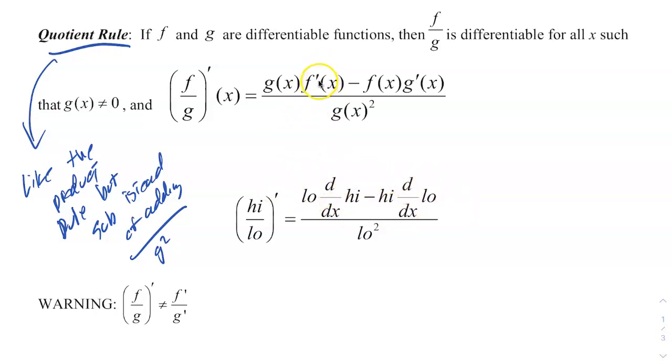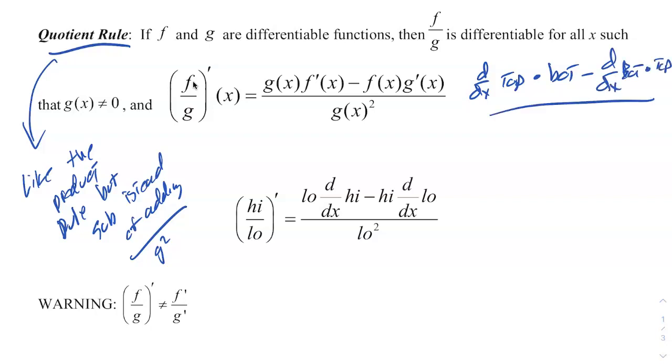The only tricky part, and the part that this is trying to get you to remember, is to derive the top first. With the product rule it doesn't matter because you're adding, so it doesn't matter which you do first. I always do the first one first, and here I just tell myself to derive the top first. Anytime I'm confused, the derivative of the top goes first. So I think about it as the derivative of the top times the bottom, minus the derivative of the bottom times the top, all over the bottom squared.